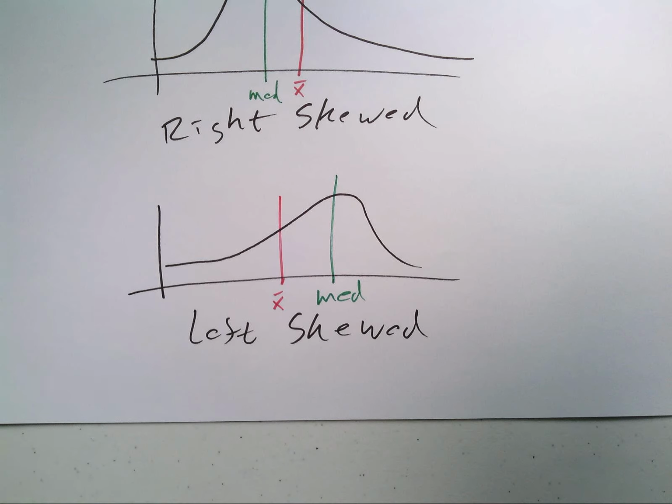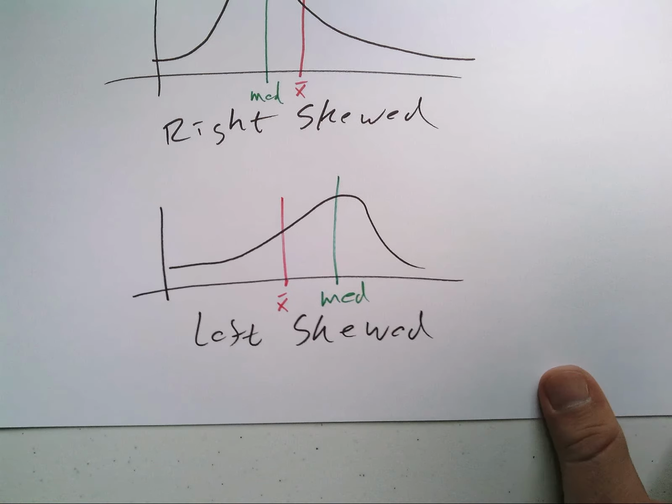Now, we haven't talked about median, we haven't talked about mean, we haven't talked about average, right? I just wanted to get us used to the terms right skewed and left skewed because this will come up a lot, especially in specific settings in the work world.